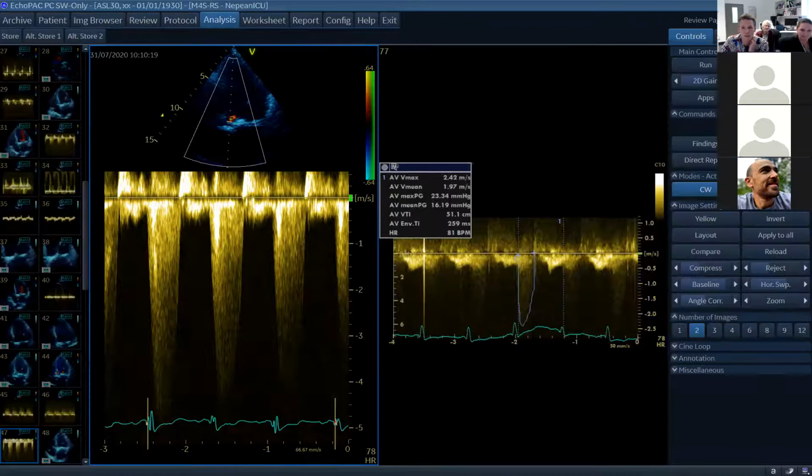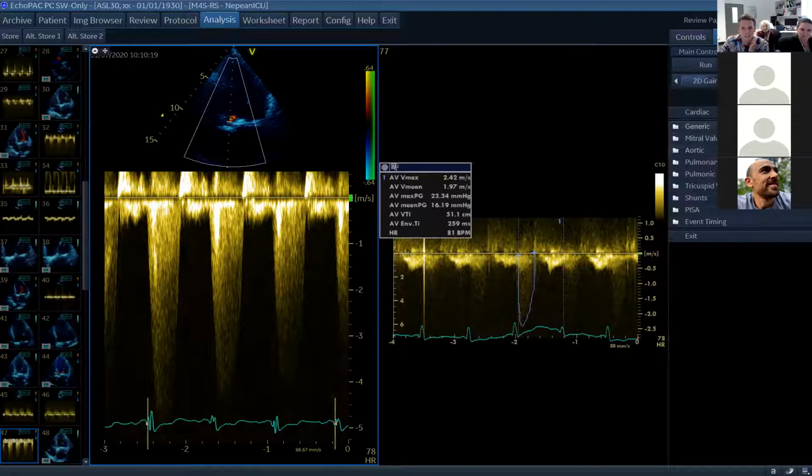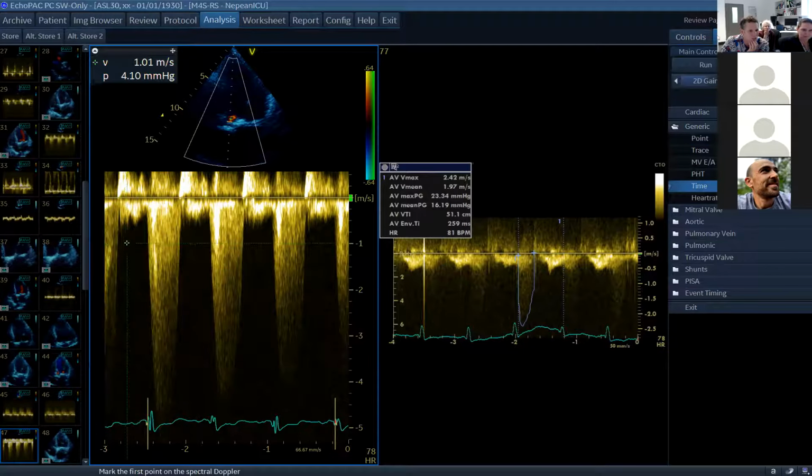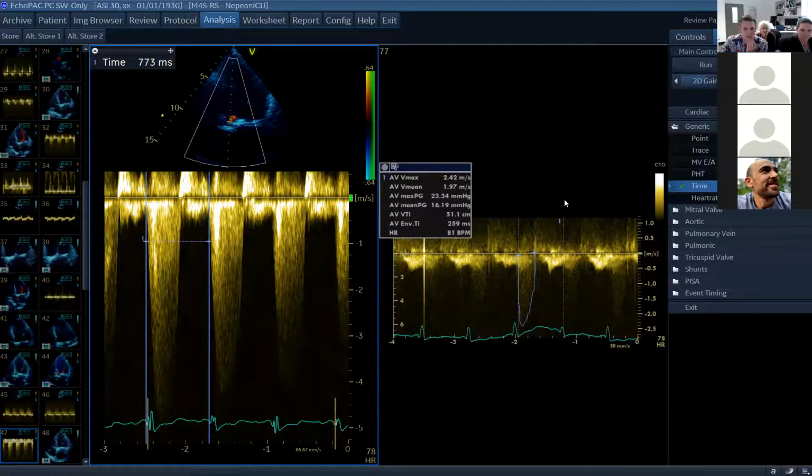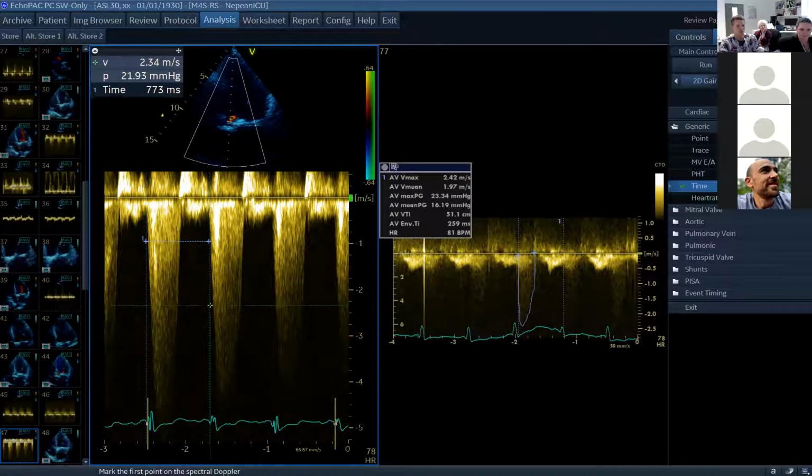Let's do that one, and let's do measure generic time. So look at the beginning of this one. The beginning of that mitral wave is just before the QRS complex. If you then look at this one, it's just after. That means that that is the mitral regurge, because you've lost the isovolumetric contraction and relaxation. So that's the way I have been looking at it.